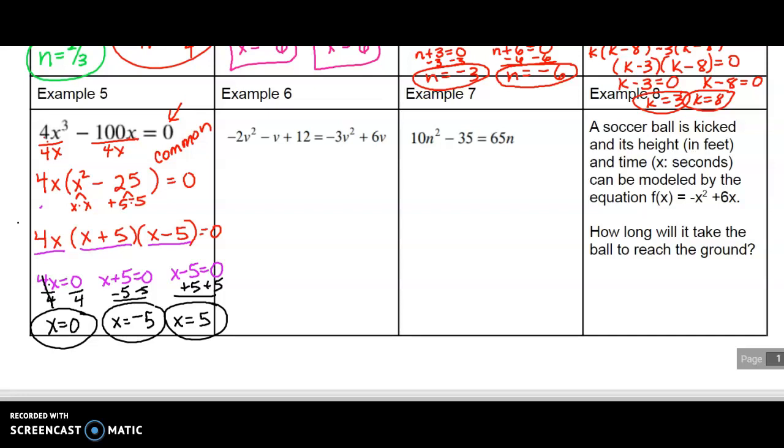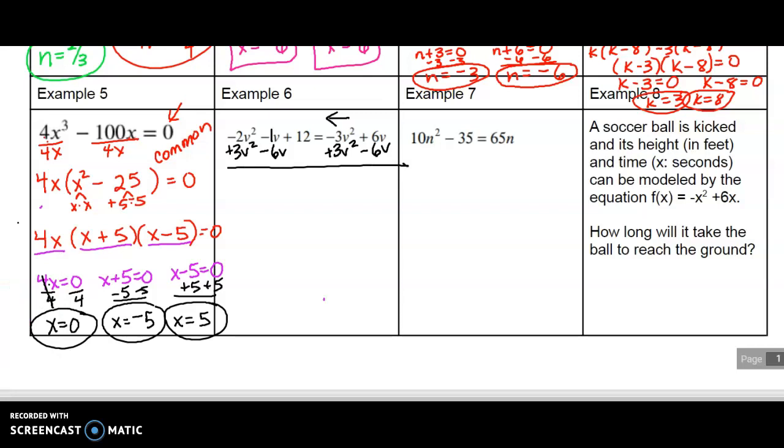So on example 6, I have a lot of terms on both sides, so I don't see a 0. So we need to get everything to one side. So I look at my squared terms and I see that this 3 is a little bigger. So if I move everything to the left, it should be positive to start with. So I'm going to add 3v squared and I'll line it up with the other v squared. And then we'll subtract 6v and line that up as well. There's like a negative 1 there.